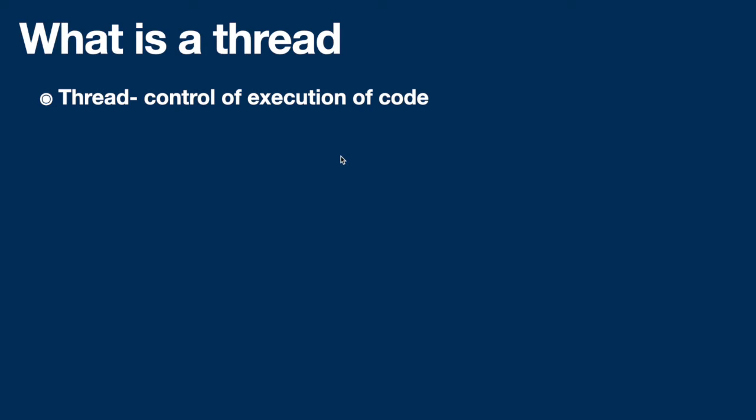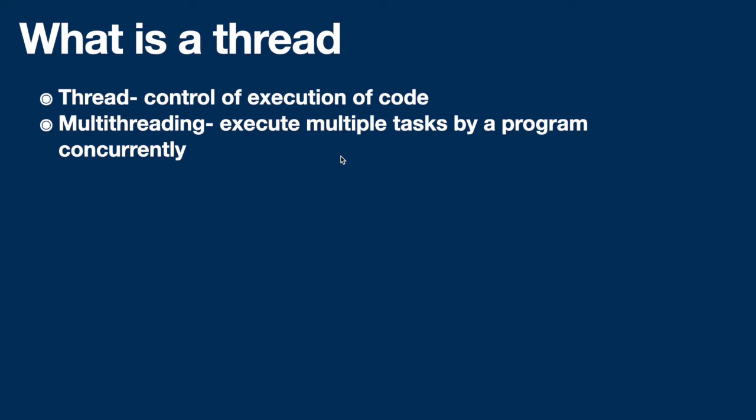within the same program. So when we think about multi-threading, we are talking about executing multiple tasks by a specific program. For example, if we have multiple downloads in a browser that is managed in the same program with different threads, that's what we mean by multi-threading.